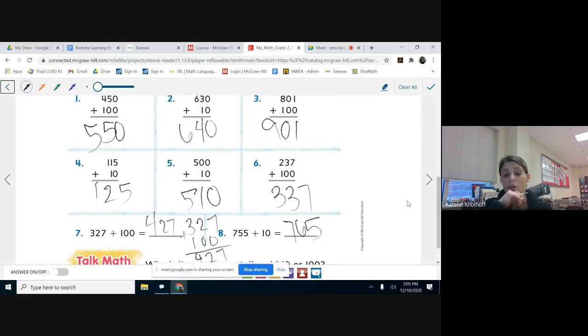If you're ready, you guys can go on to the next page. I'm going to show you what you're going to be doing. I'm going to count to 10, and then I'll go on to the next page too.